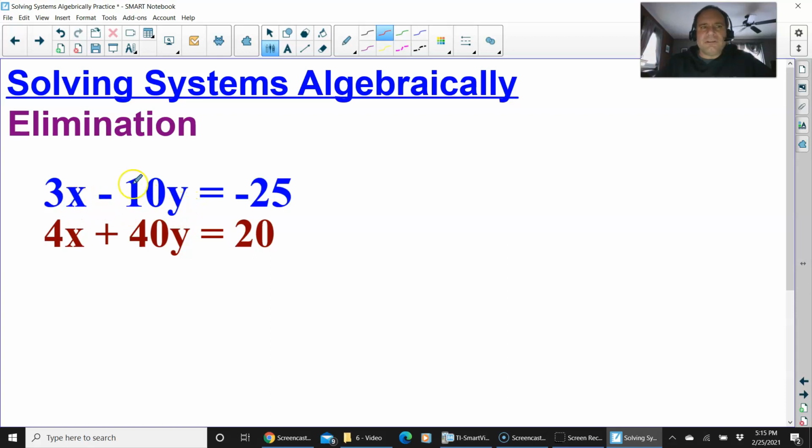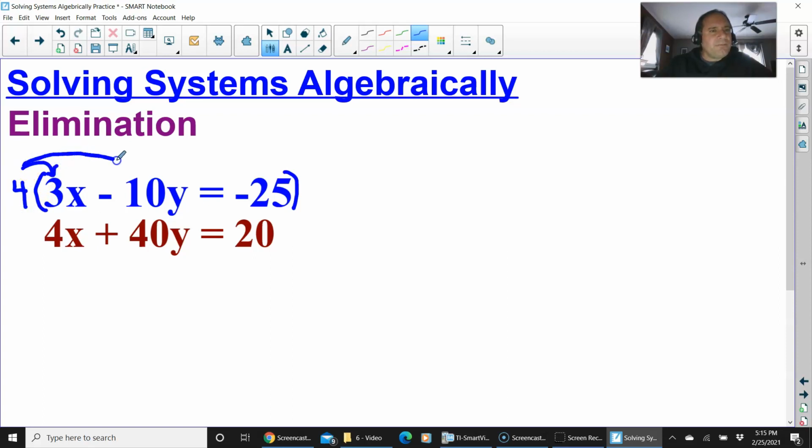Well, we just try to get one to eliminate by using distributive property, multiplication. Right? What can I multiply here? This first equation by something to get this negative 10y to be the opposite of positive 40y. I need a negative 40y. So what number should I multiply to get this to a negative 40y? Yes, it is 4.